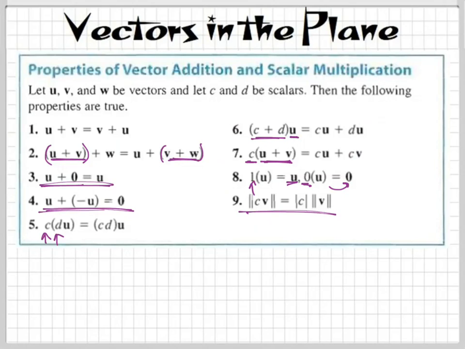And this one right here, you guys remember what the double lines mean? Magnitude. If you had a scalar multiplying to a vector, and then you find the magnitude of it, that would be the same as finding the magnitude first and then multiplying by the absolute value of the scalar. That's just kind of formula stuff, and you don't really need to memorize this because I feel like you already know it. You just have to practice.